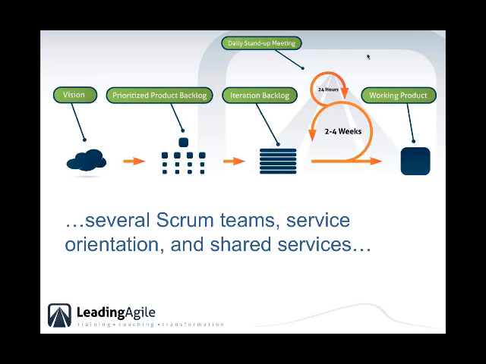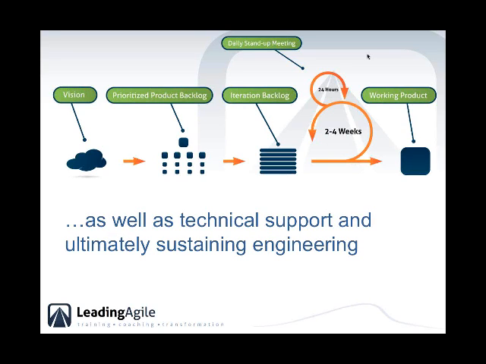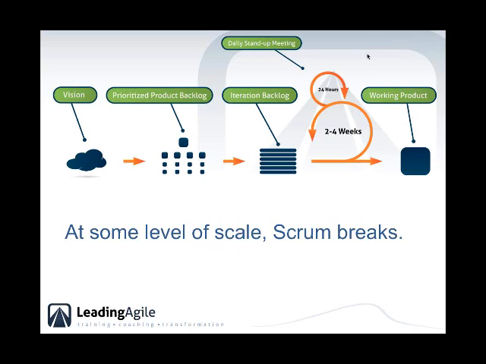We want to be able to deal with projects that are going to require multiple Scrum teams, or environments that have a services orientation, or a shared services or component model architecture. We also want to be able to handle technical support and ultimately sustaining and engineering. And so we've got all these pieces that have to come into play, but we don't want to coordinate them with a big upfront plan, yet we need everybody focused on the same stuff at the same time, or else it just gets messed up, right? So the trick is to figure out how to do all this without coming up with a big upfront plan that limits our ability to change over time.